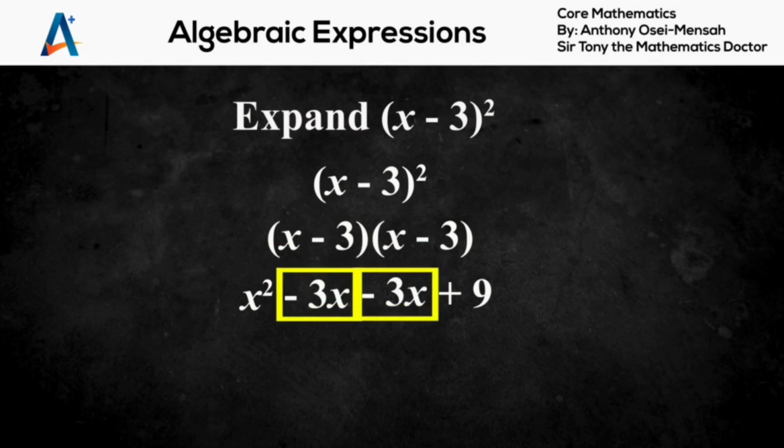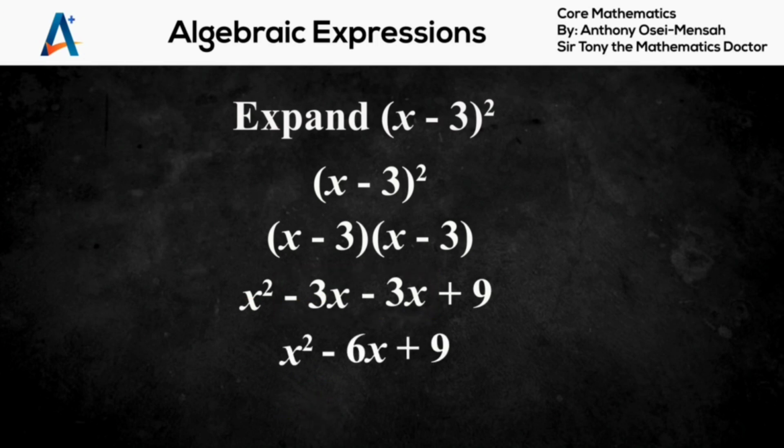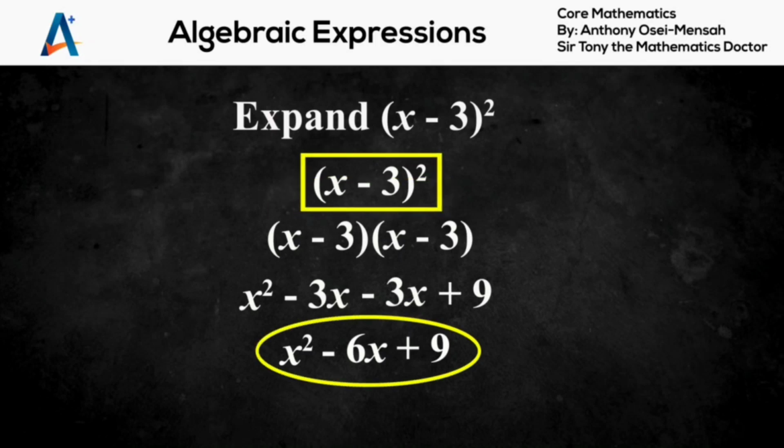Now we have −3x as like terms, and the two of them will simplify to give me −6x. So I end up getting x² − 6x + 9. So this becomes the final expanded form of this particular expression, which is (x − 3) all squared.